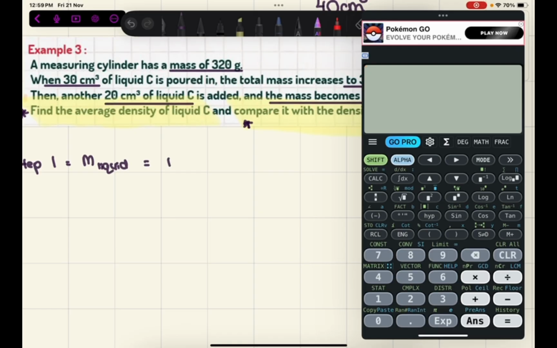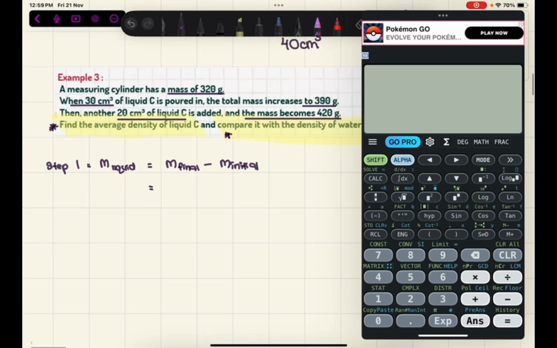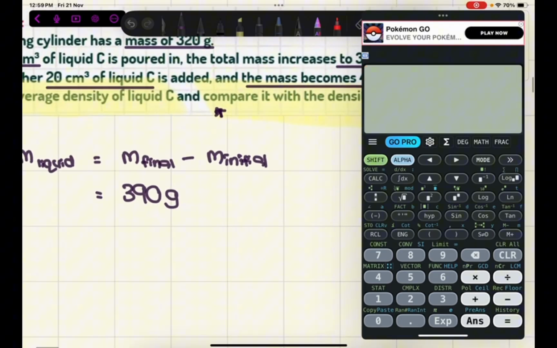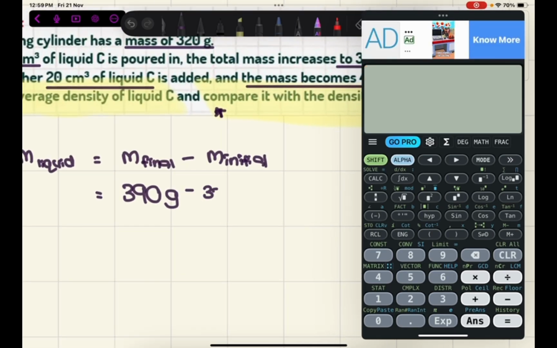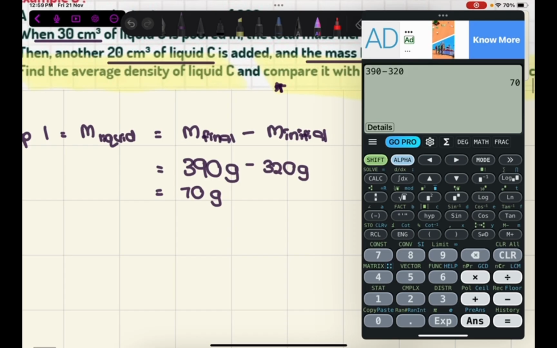It is final mass minus initial mass. Still remember, right? So what is the final mass? 390 gram minus 320 gram. So use your calculator. You will get 70 grams. So it's the mass of liquid.